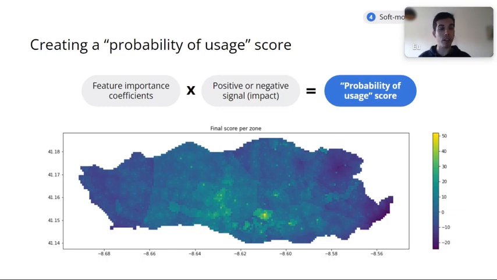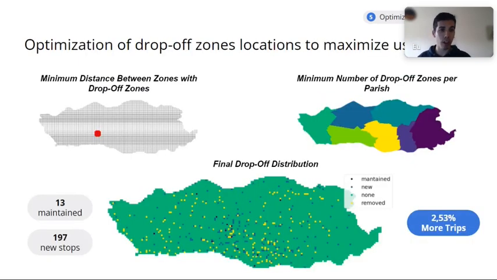For example, the downtown of the city has a very high number of zones with high scores, which is extremely expected for anyone that lives in the city. This final score was then the main variable to maximize in our optimization algorithm that ensured, using these two restrictions regarding a radius and the number of drop-offs per parish, that the new drop-offs are distributed evenly, more or less, throughout the entire city, so everyone can get a scooter relatively close to any place.